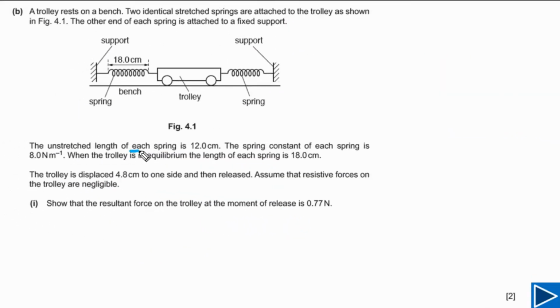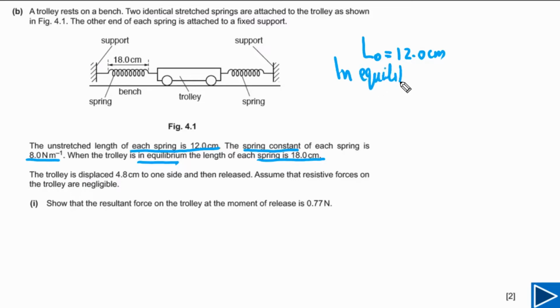For part B, it is given to us each spring is 12.0 centimeters when it is unstretched, and the spring constant of each spring is 8 newtons per meter. When the trolley is in equilibrium, the length of each spring is 18.0 centimeters. So first of all, when the springs are unstretched, L naught is equal to 12.0 centimeters. And when the trolley is in equilibrium, L1 is equal to 18.0 centimeters.